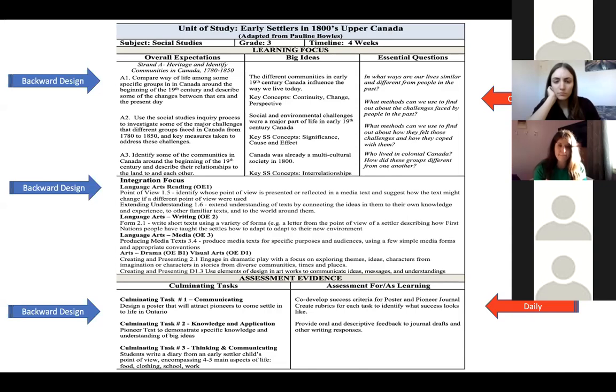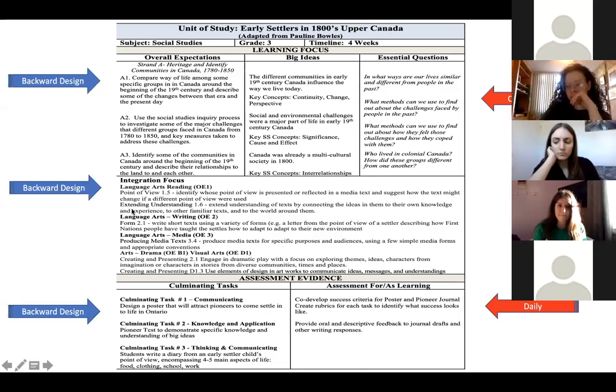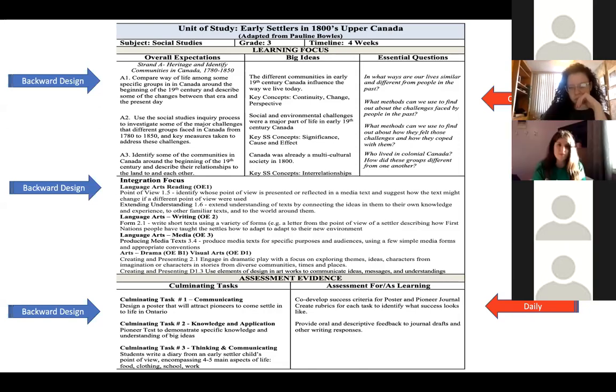But here we also have the integration focus. And so if you remember when we talked about this in the fall, you really want to try to integrate a few subjects if you can, because it helps you with timing. And so here we're integrating language arts. We've got a reading expectation, a writing expectation, and a media expectation. And then we have some arts expectations. So this unit is social studies with language and arts.